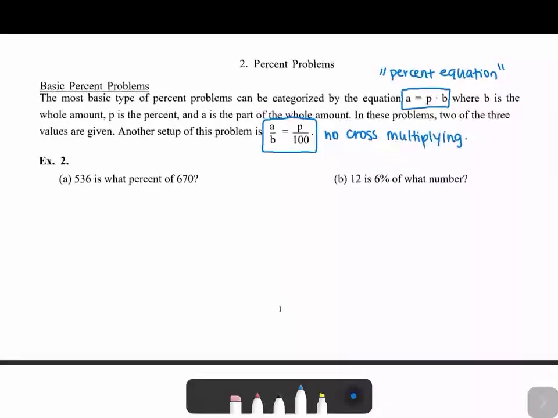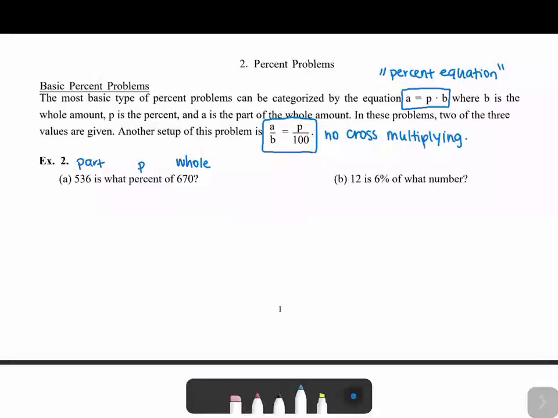Okay, so let's work these examples that use the percent equation. So the first example says 536 is what percent of 670? So we need to identify our A, our P, and our B in these examples. So our part, our whole, and our percent. 536 is what percent of 670? So 670, based on this context, is going to be our whole. We're looking for the percent P, and that means that 536 is our part.